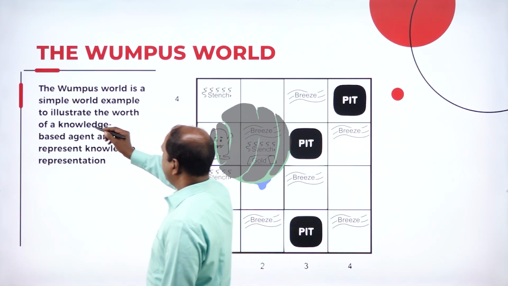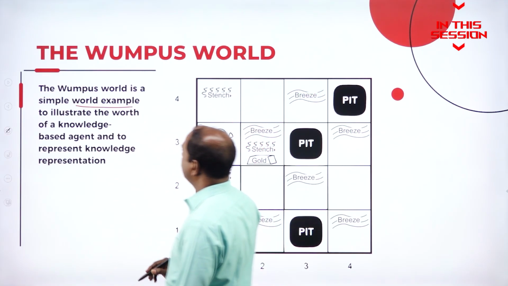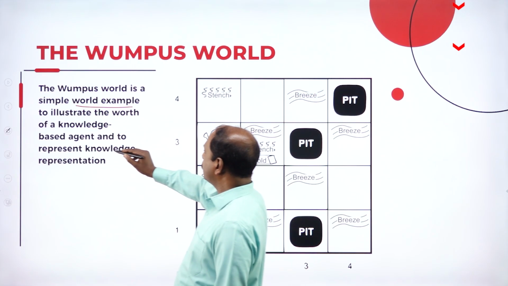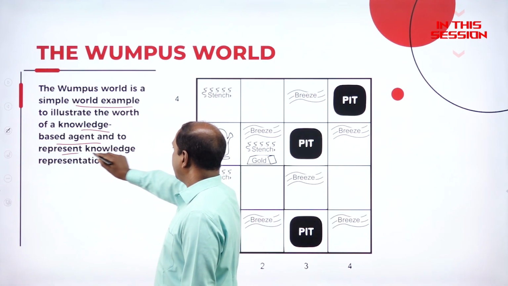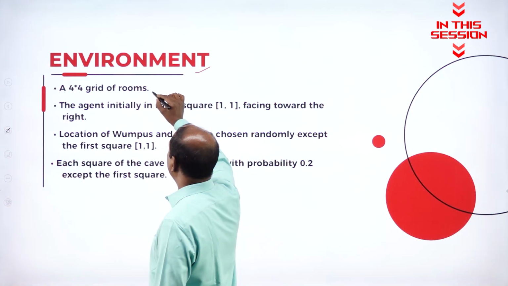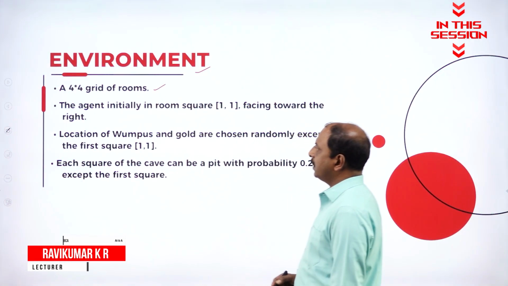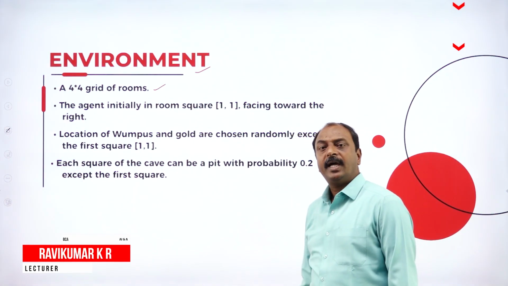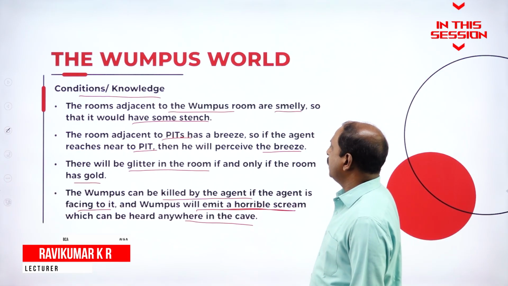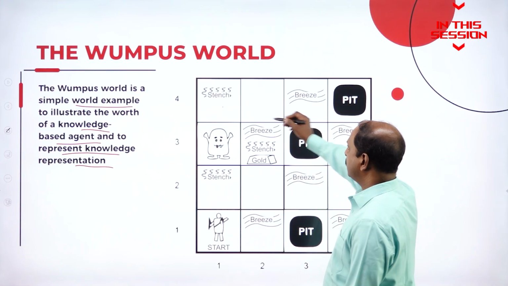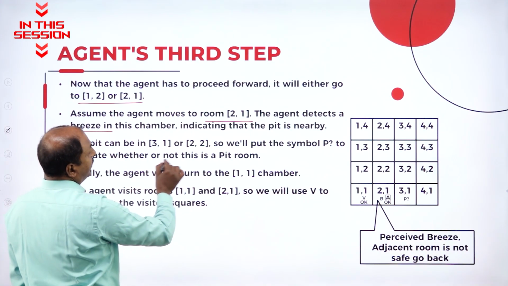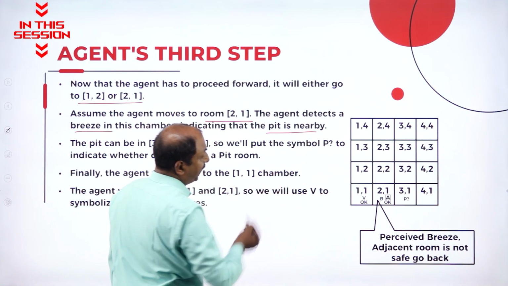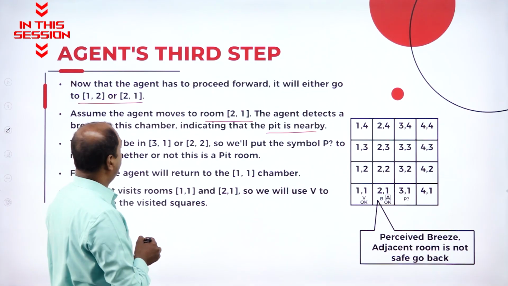The Ohm's world is a simple world example to illustrate the worth of a knowledge-based agent and representing knowledge representation. 4 into 4 rooms, so there are 4 rows and 4 columns, and we have seen there are 16 squares in this problem. He perceived the breeze, indicating there is a pit nearby. That is as per the condition of the problem.